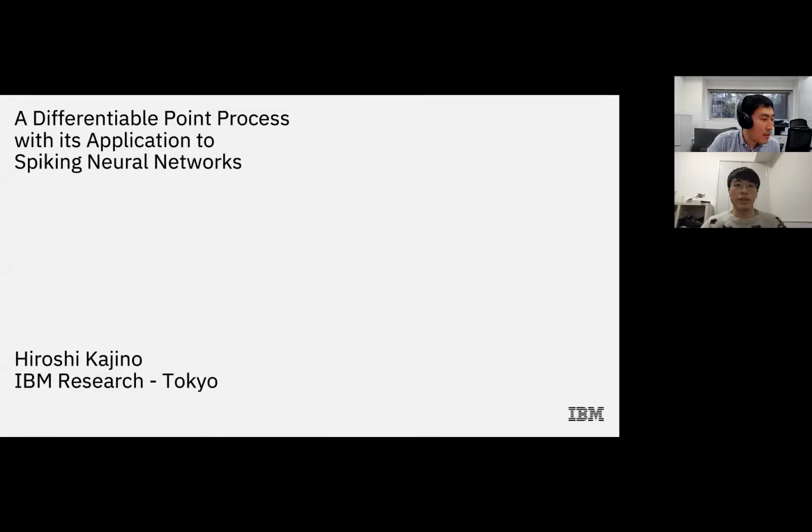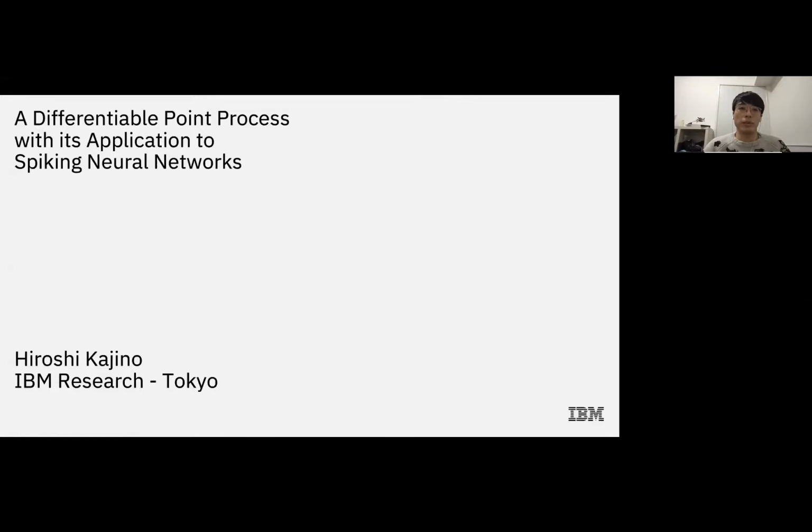So let's get started. The title of this seminar is a differentiable point process with its application to spiking neural networks. The speaker is Hiroshi Kajino from IBM Research Tokyo. And this work was presented in the last ICML.